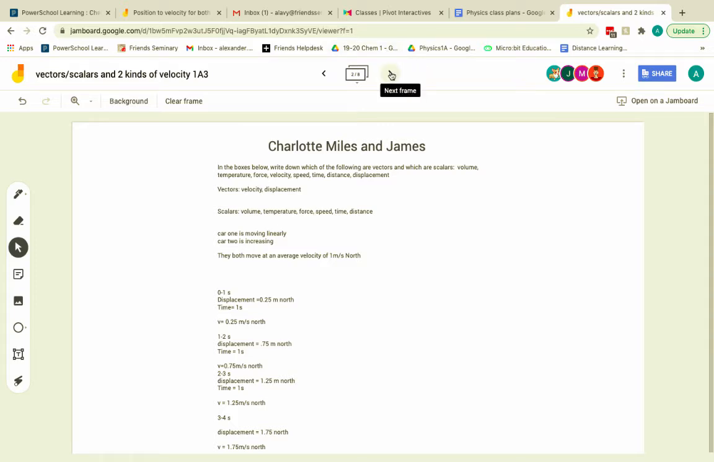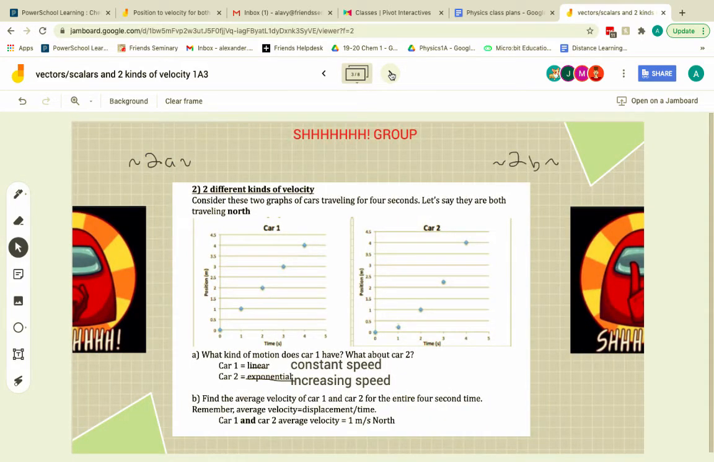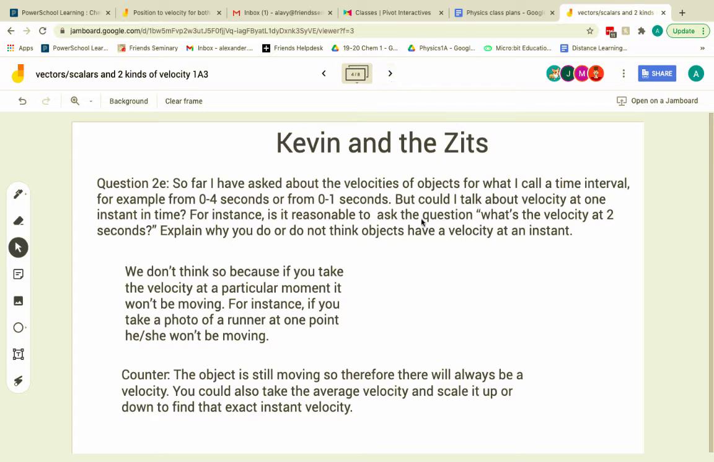Okay. What I want to talk about now is this last question about whether we can talk about the velocity of an object in an instant. And Kevin and the Zits say that at a moment, that object isn't moving, right? If you take a photo of a runner, they wouldn't be moving. But the counterpoint they make, because I asked them to kind of argue against themselves, is that the object is still moving and therefore will always be at a velocity.